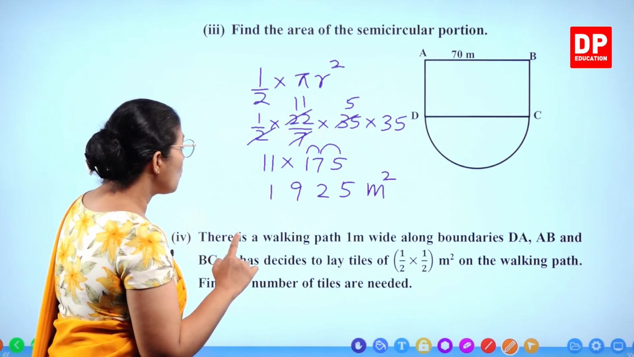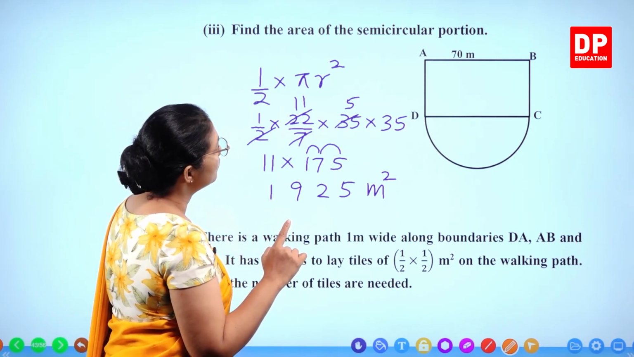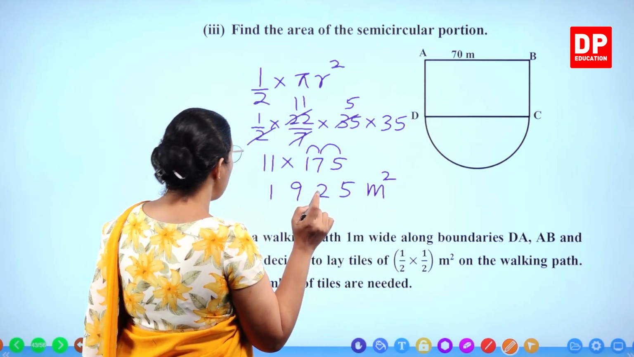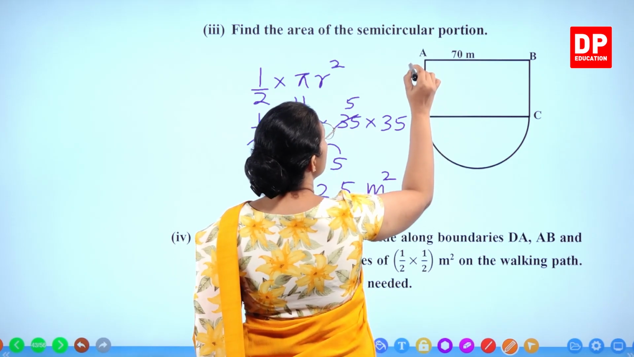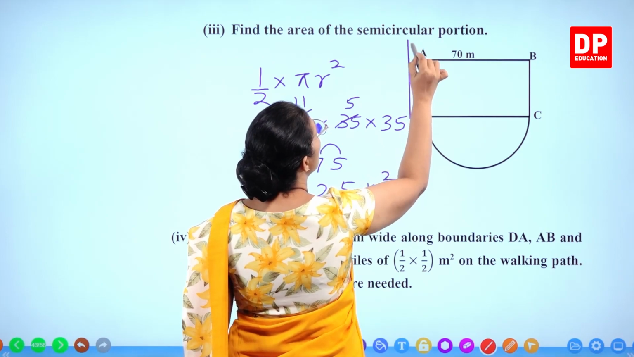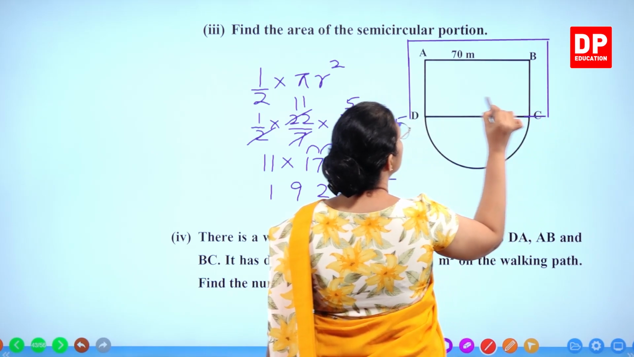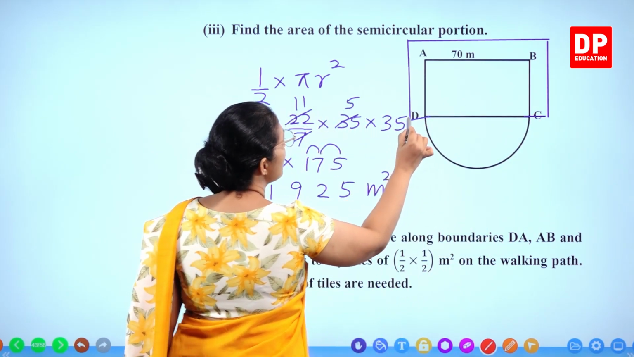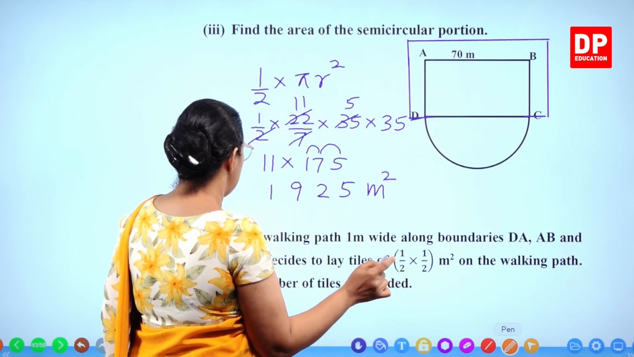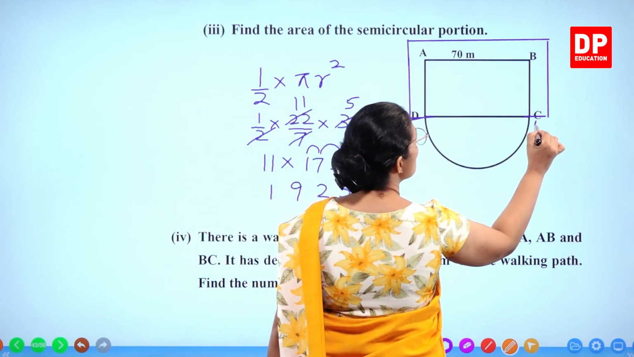There is a walking path 1 meter wide along boundaries DA here and AB and BC. So only these sides. So when you draw the diagram, there is a walking path like this. What's the distance? It's 1 meter length. So this gap is 1 meter.